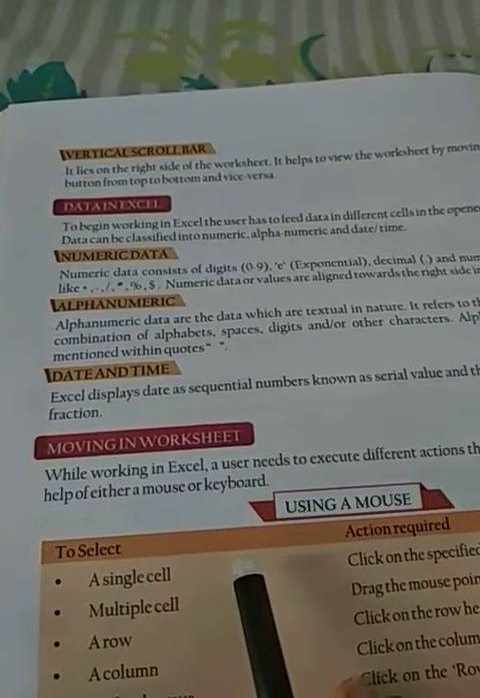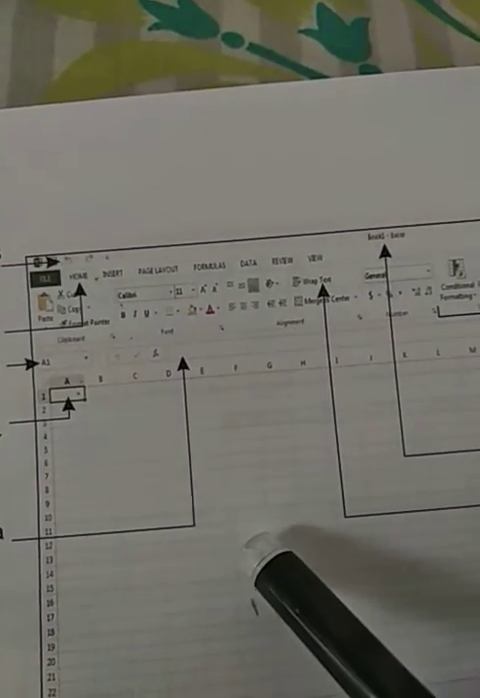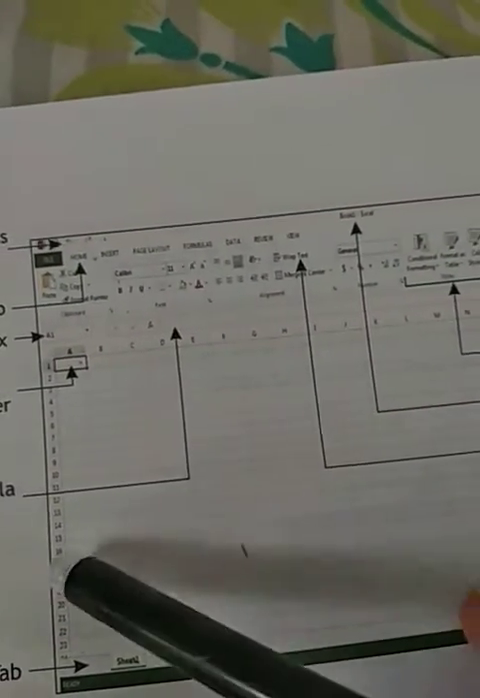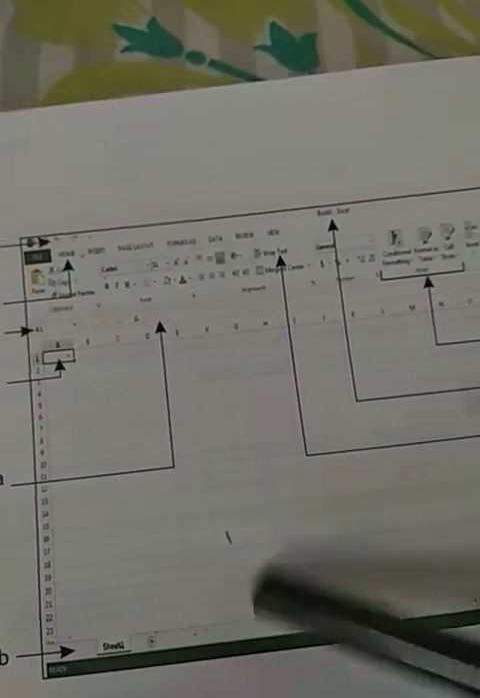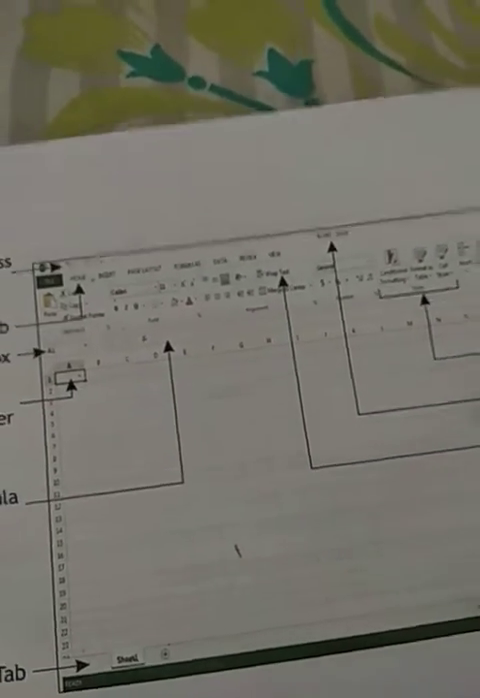Now, moving in the sheet. Suppose I have to move from one cell to another. Different cells are present in the sheet of MS Excel. If I want to move from one cell to another cell, or from one page to another page, or from bottom to top, from top to bottom, what are the shortcut keys that we are going to use? We'll discuss it here.